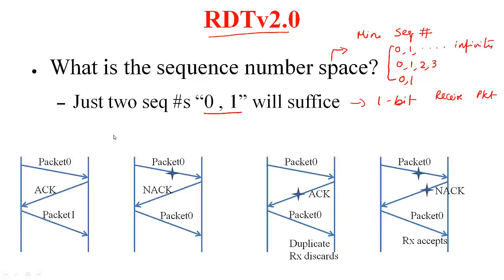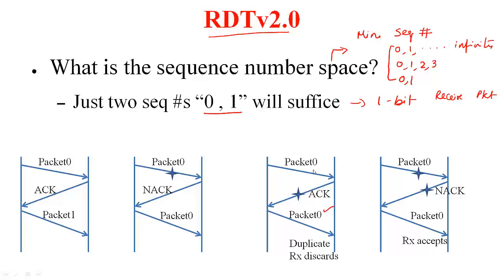So here is RDT version 2 in action. You send a packet, it reached fine, the ACK also reached fine, so you move on to the next packet. In this case, you sent a packet but it got corrupted, thereby you are sending a negative acknowledgement. Because of this, you are resending the packet. In this case, you send the packet but the ACK got corrupted, so the sender now doesn't know whether the previous packet reached correctly or not. To be safe, you are going to retransmit the packet, but you are using the same sequence number as before.